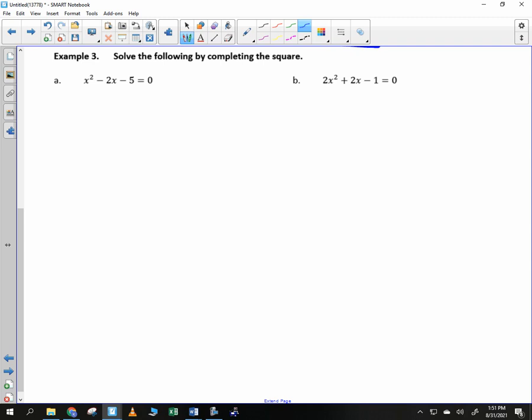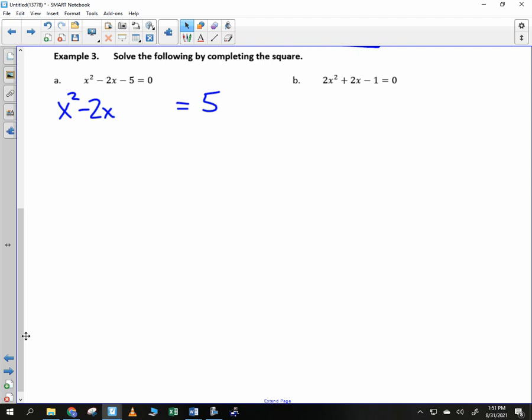Let's now get to work. Here's one way of completing the square. There are many ways of doing it. I'm going to move the 5 over to the other side. Completing the square is not a process of factoring because this does not factor. So we are not going to use the zero product property.